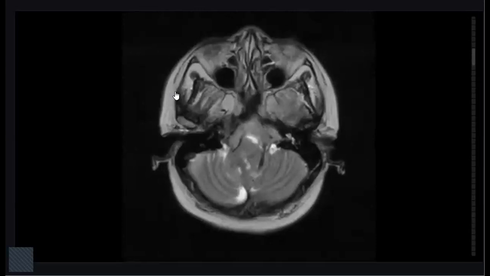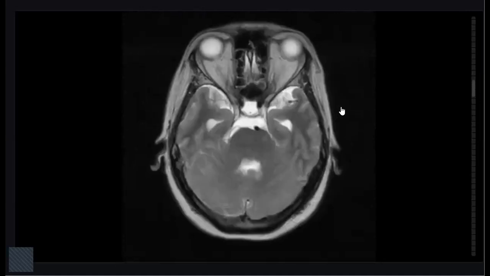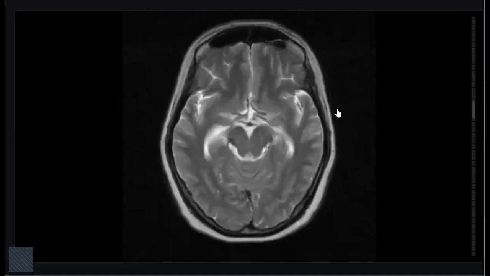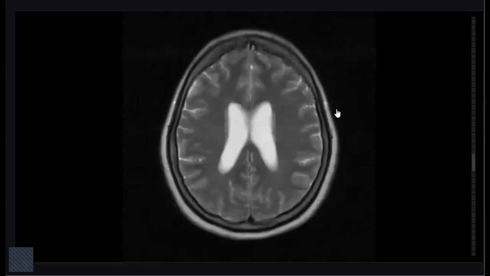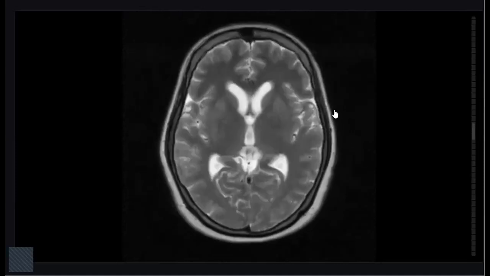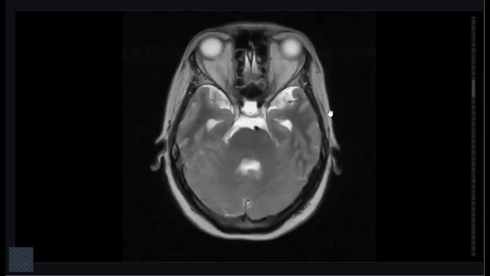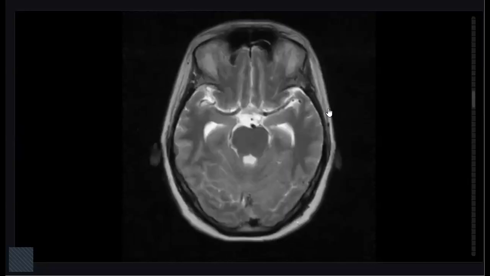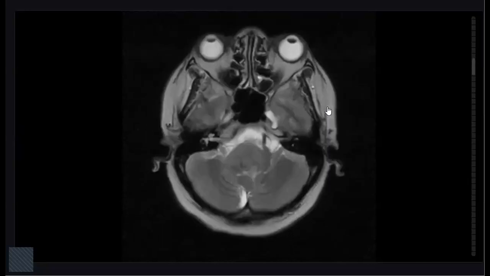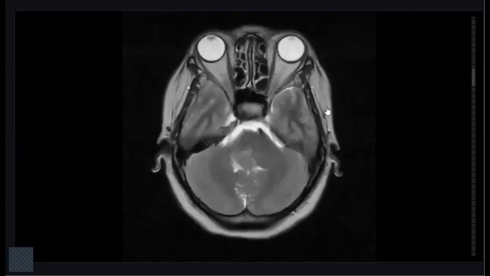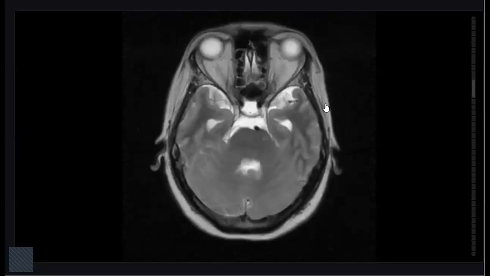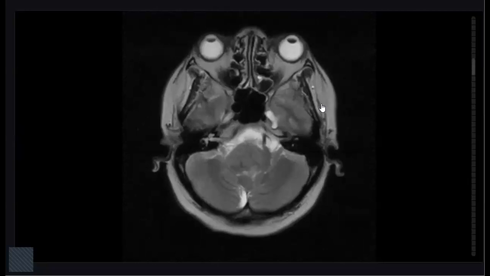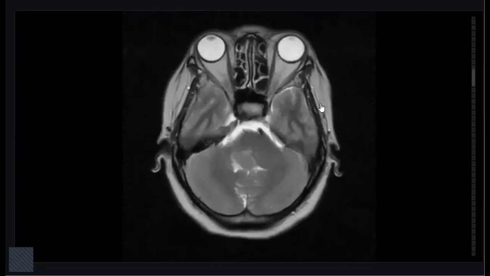So on the FLAIR images, there is a mild degree of hydrocephalus seen, and there is a small area of altered MR signal in the bilateral temporal lobes, and there is also another area of altered MR signal in the posterior fossa, just posterior to the fourth ventricle, which is causing mild compression on the fourth ventricle. I need post contrast images.